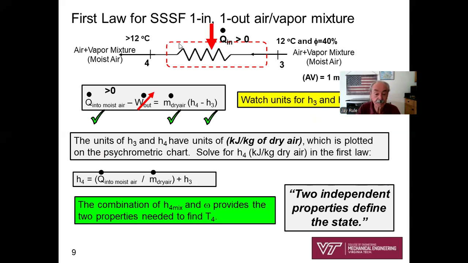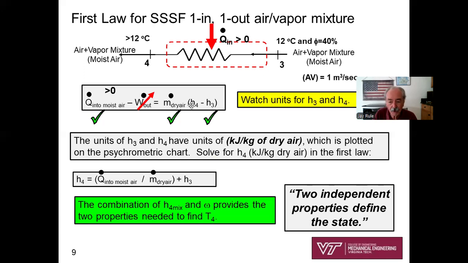Okay, and so here's a statement of the first law for our moist air mixture. Q dot into the moist air, we've got a check mark. That's going to be easy to find. Minus W dot out, 0. M dot of the dry air, that's going to go pretty quickly. We're going to find that quickly.